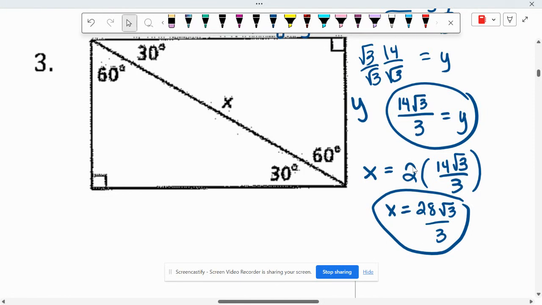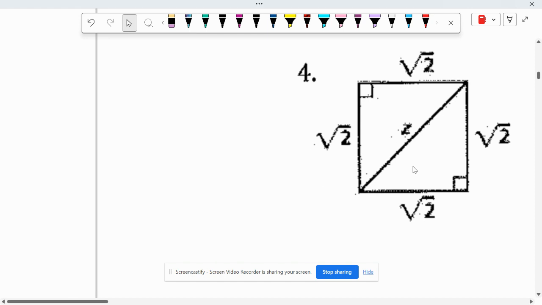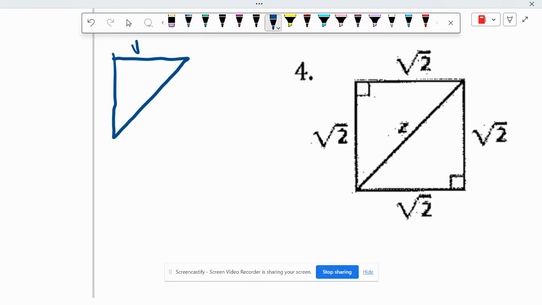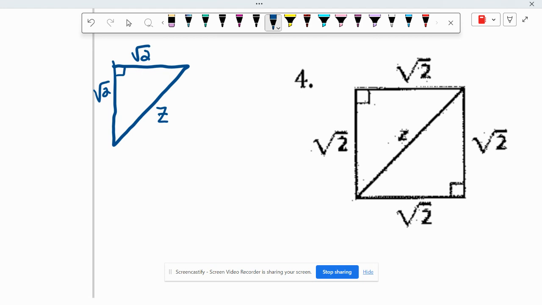Okay, let's go to number 4. I'm trying to find the hypotenuse. I'm just going to sketch this triangle off to the side so you can see what you have. You have the square root of 2, square root of 2. Here's your right angle. You're trying to find z, your hypotenuse. If you have a 45, 45, how do you find the hypotenuse? What does it say to do? Danae, what does it say to do? When you have a 45, 45 right triangle and you're trying to find the hypotenuse, what are you supposed to do?